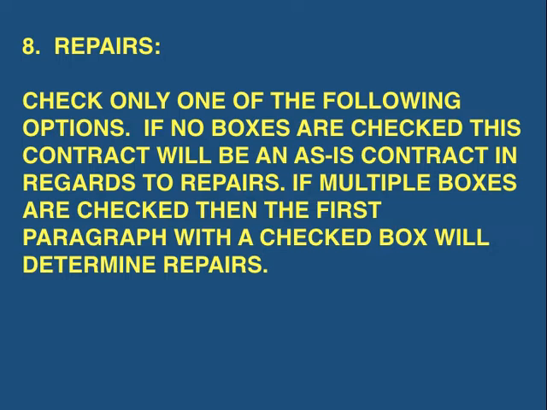At the top of this section, you see number 8, repairs. All this is in all caps, bold. It's supposed to let you know how important this paragraph is. Check only one of the following options. If no boxes are checked, this contract will be an as-is contract in regard to repairs. If multiple boxes are checked, then the first paragraph with the checked box will determine the repairs.